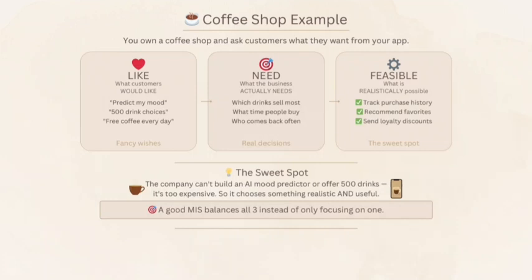Track purchase history, recommend favorite drinks, send discount offers to loyal customers. That is the sweet spot. So, like means fancy things users want. Need means important information for decisions. Feasible means what the company can realistically provide. A good MIS balances all three instead of only focusing on one.